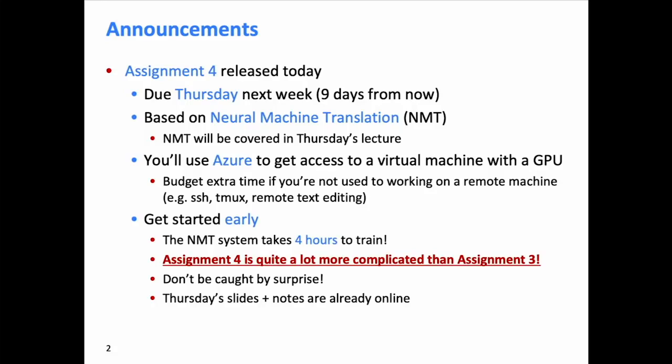And this is really exciting, because actually CS224N has never had an NMT assignment before, so this is all new this year, and you're going to be the first year of students who are going to be doing an NMT assignment. Something else that's different about assignment 4 is that you're going to be using Azure, which is a cloud computing service, in order to train your NMT systems on a virtual machine with a GPU. And this is necessary in order to be able to do it in a reasonable amount of time.